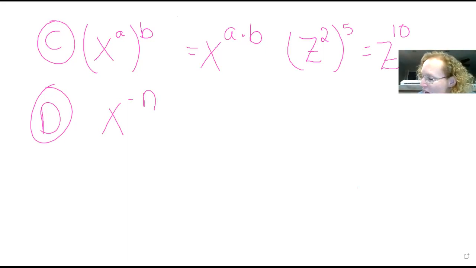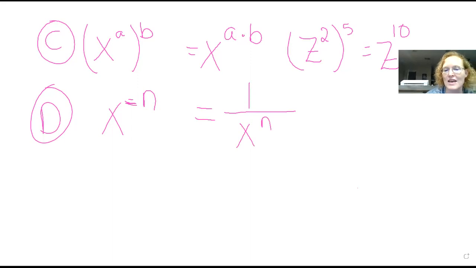Okay, so this one is x to the negative n. And this is actually the last property that we're going to do. And then we're just going to do a bunch of problems. So this one, okay. What makes this one different is this exponent is negative, and that's weird. And it's actually not allowed in math. You can't have a final answer that has a negative exponent in it. And so you have to know how to deal with that or simplify it. And what you do is you put it in the denominator. So we make it 1 over x, but to the positive n power.